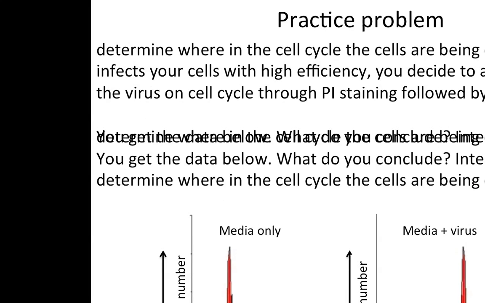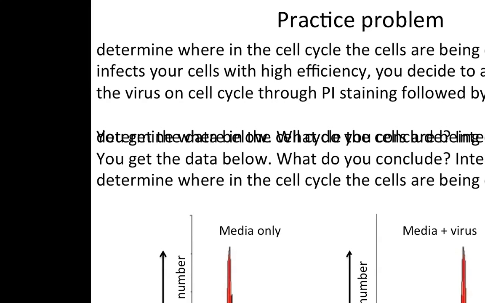So what I want you guys to do is do this practice problem, and I'll tell you what to do. Some of you have it in front of you. So basically, you're studying a virus. And you think that this virus has some effect on cell cycle, and you want to know what that effect is. And so what you do is you decide you're going to PI stain, and you're going to do flow cytometry, and you're going to see if there's any effect of the virus on cell cycle compared to media alone.